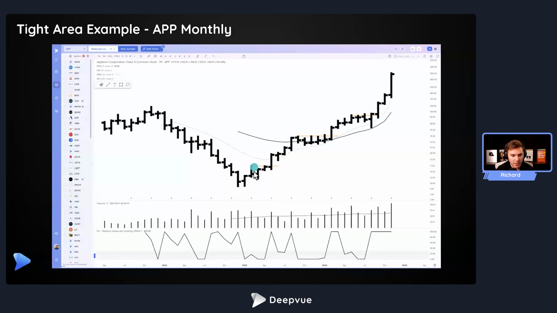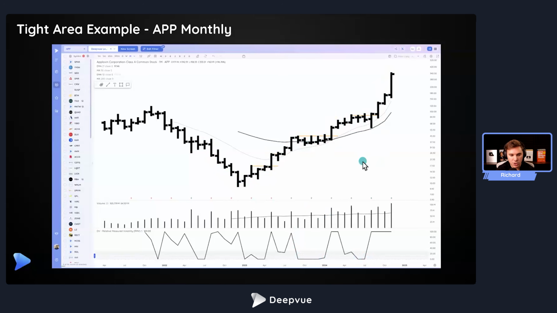Then we start to pivot. RMV goes to zero right here. This is our first actionable base. We get a breakout move from that. It moves higher. We start to form a base. RMV goes to zero again. We have a breakout from that. And then we have an expansion higher. RMV goes to zero again. And then we have the recent expansion higher.